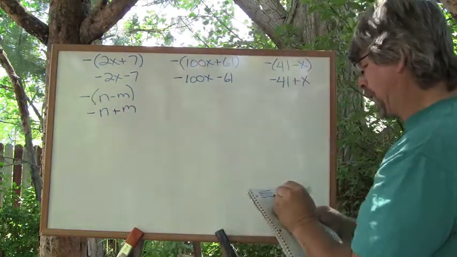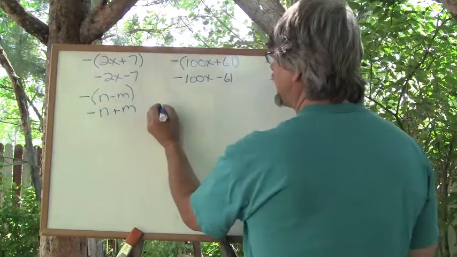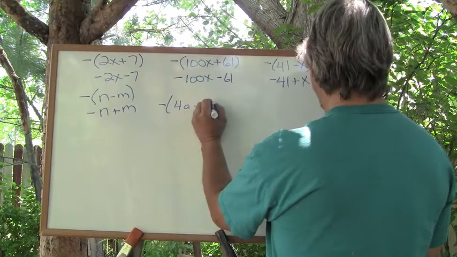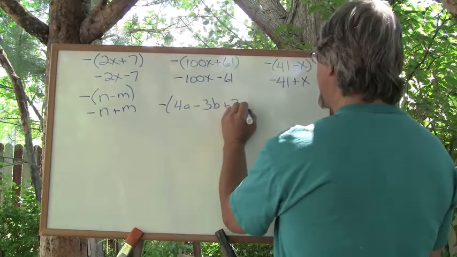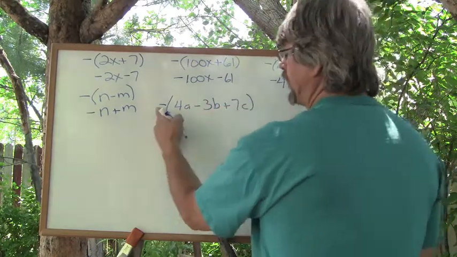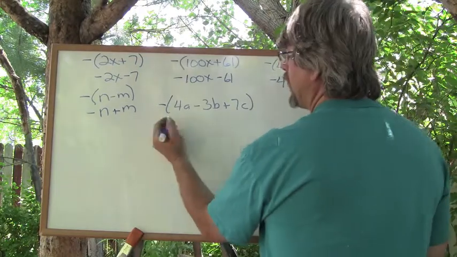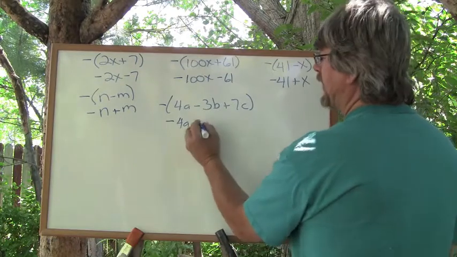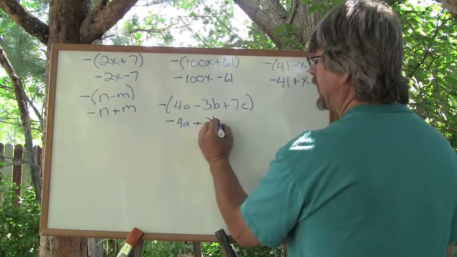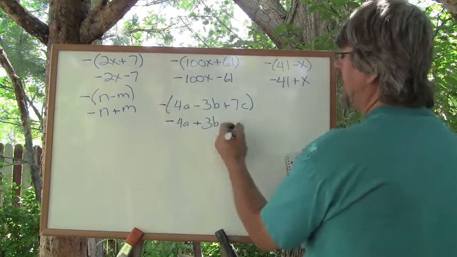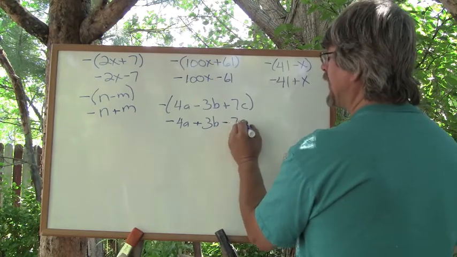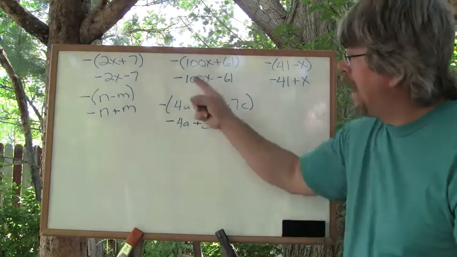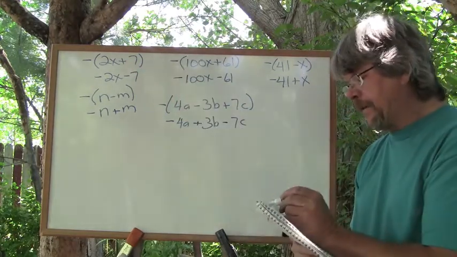That's how that works. We have a negative 4a minus 3b plus 7c. We distribute this negative into each term. That becomes negative 4a. Negative times a negative is a positive 3b. And a negative times a positive is a negative 7c. You can see how to do these negatives, can't you?